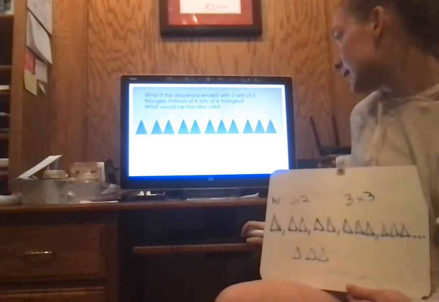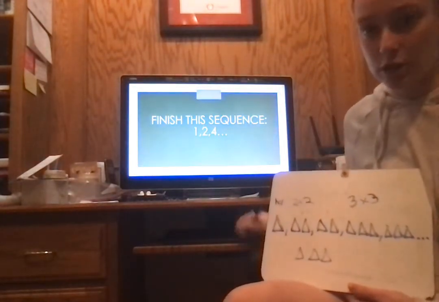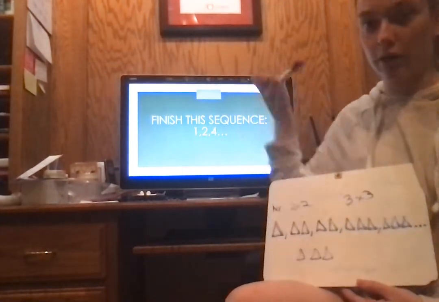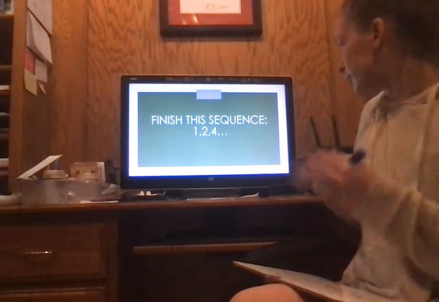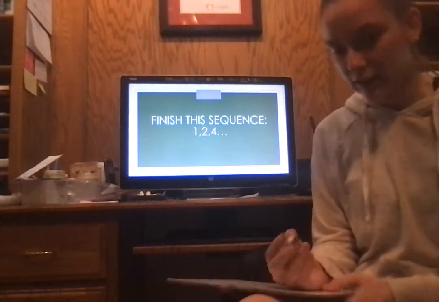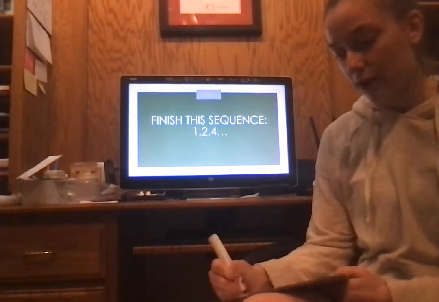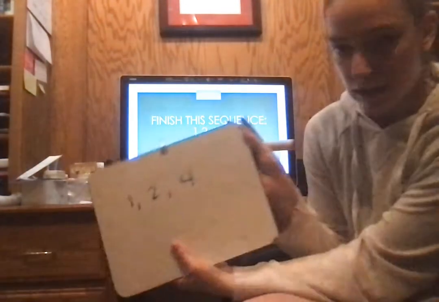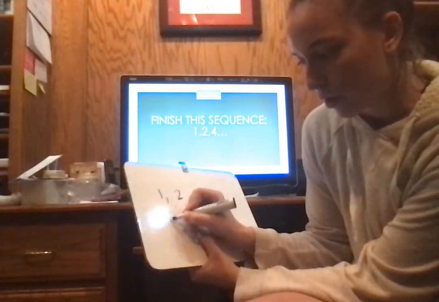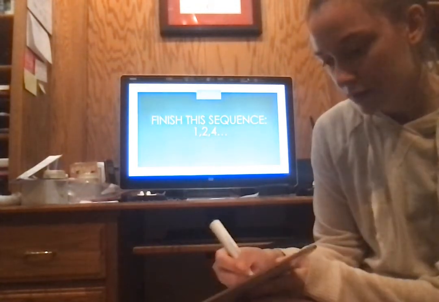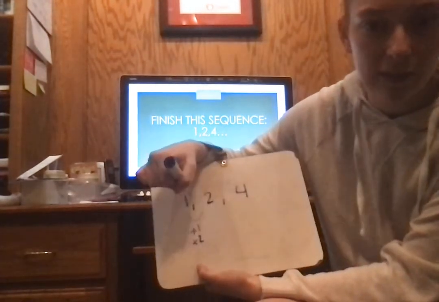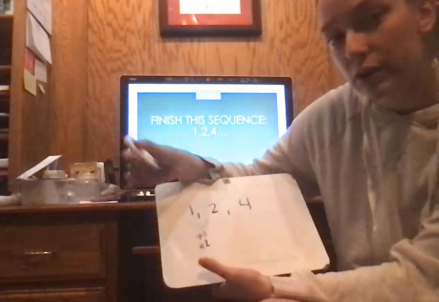Let's try a different one that's just numbers. Finish this sequence on your pod now. That is 1, 2, 4. What's the next number? Go. Okay, now let's see what patterns we can find between these numbers. From 1 to 2, you can add 1, or you can multiply 1 times 2. Sometimes it's best to list everything that could possibly happen between 2 numbers so we can find the pattern.